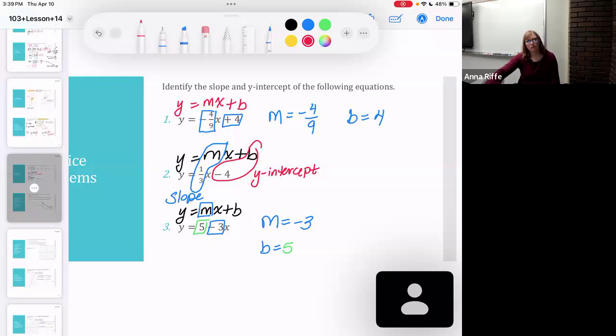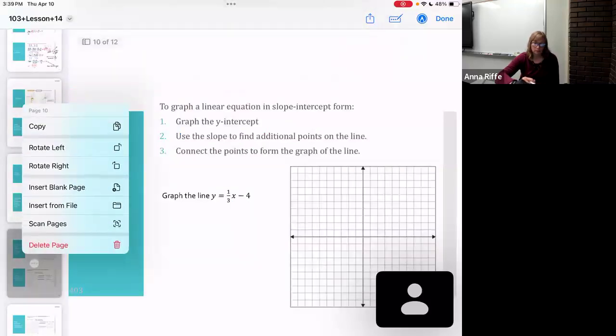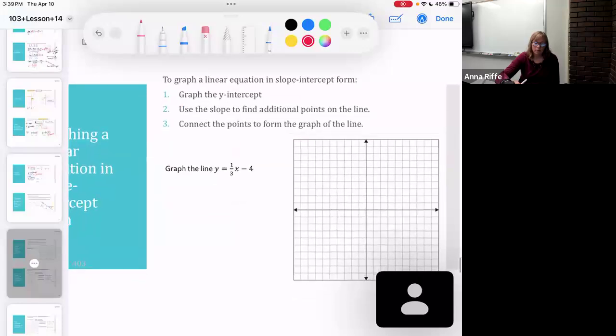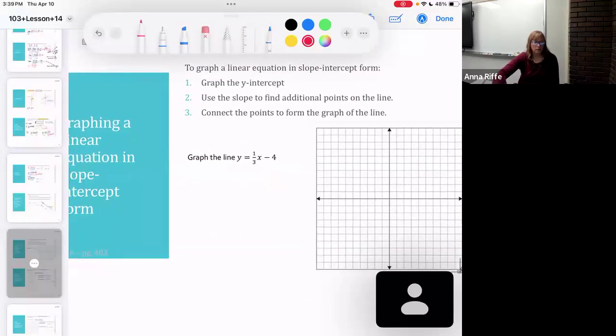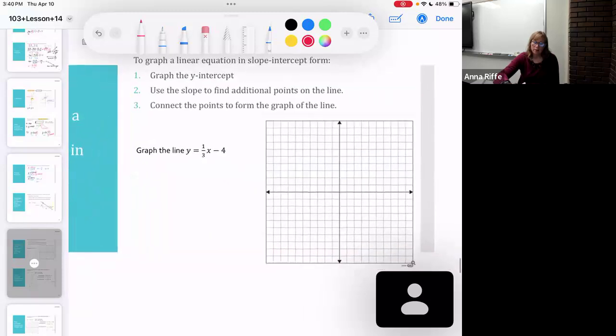Let's talk about how to connect this to a graph. So we've talked about what the y-intercept is graphically. We've talked about what the slope represents graphically. We've talked about what they are in an equation. Let's put all that together. Okay. If I want to graph a linear equation in slope-intercept form, then I begin by graphing the y-intercept.